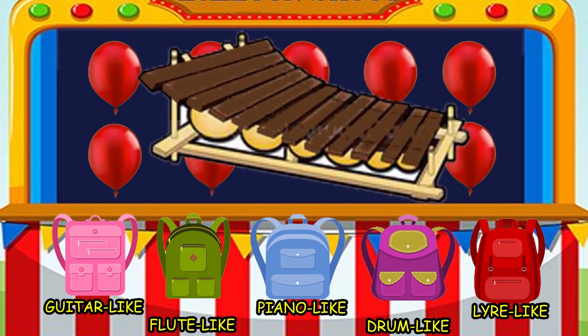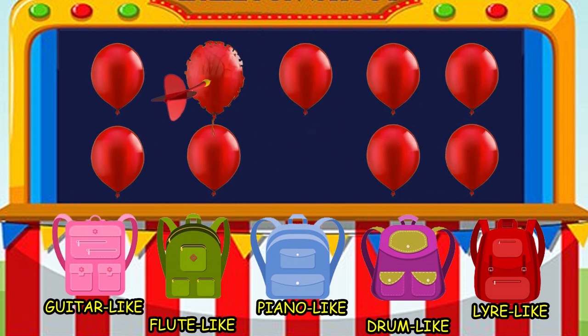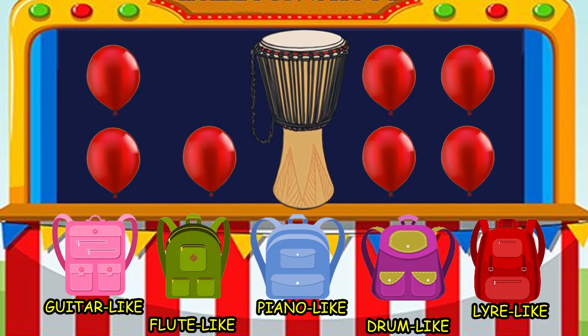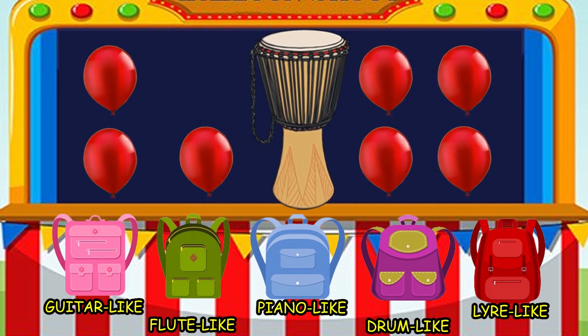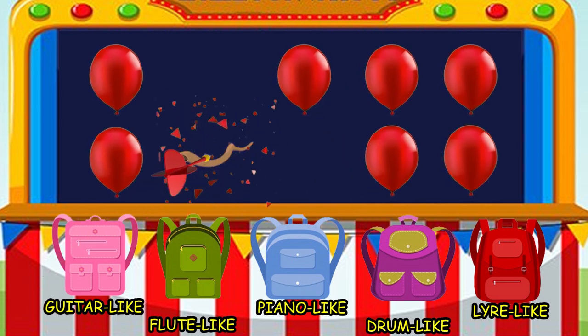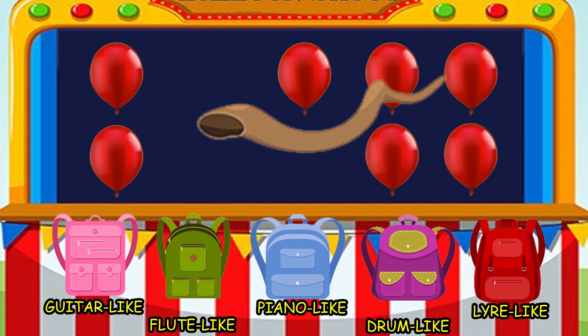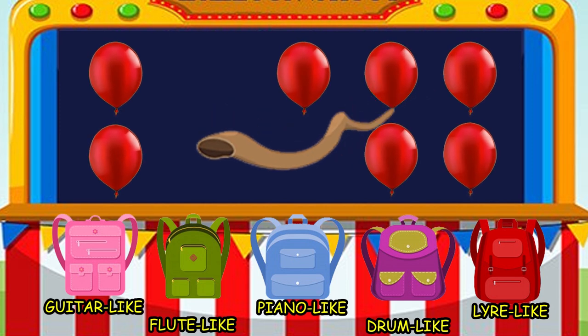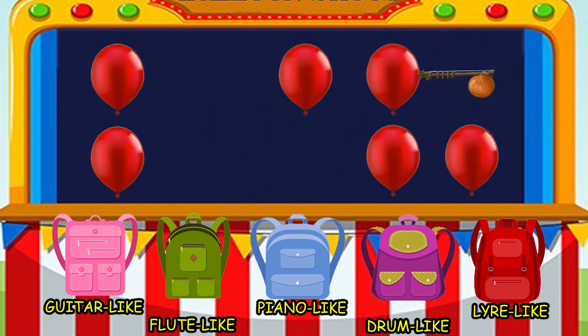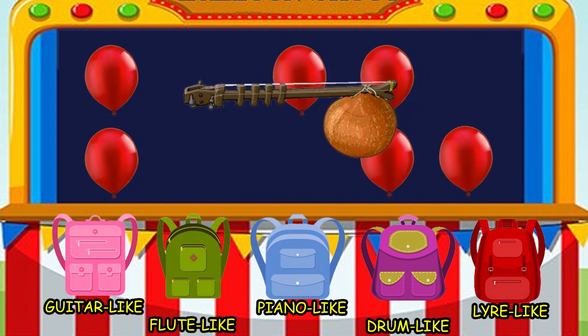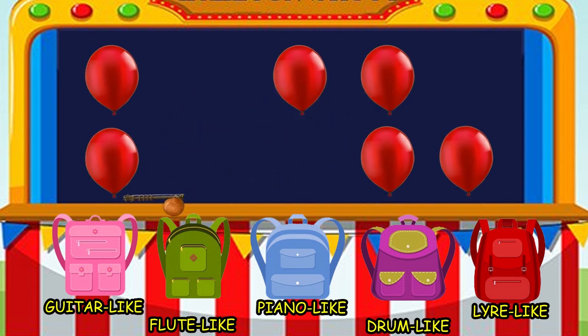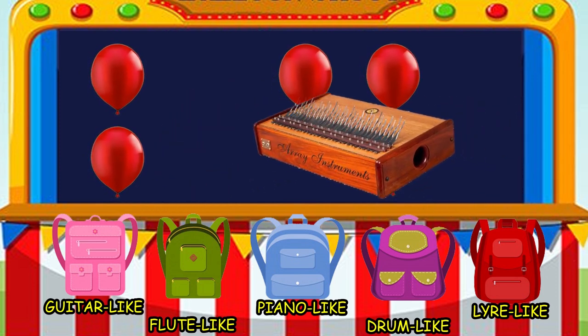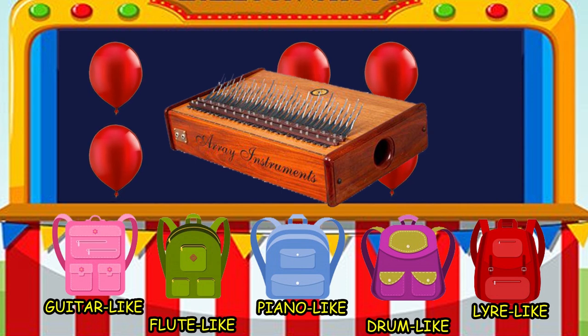Where should we place this? If your answer is lyre, you are right. Share me your answer. If you place it on drums, that is correct. How about this instrument? The answer is flute. Do we have the same answer? That's great. Did you place this on the group of guitars? If yes, great job! What does this instrument look like? Yes, it looks like a mini piano. Very good!